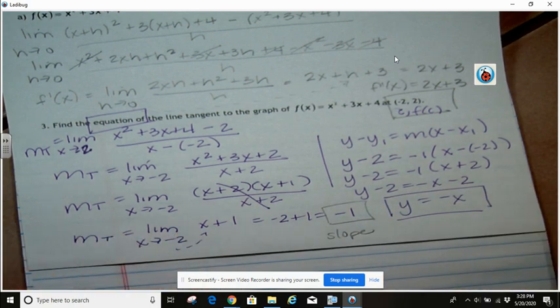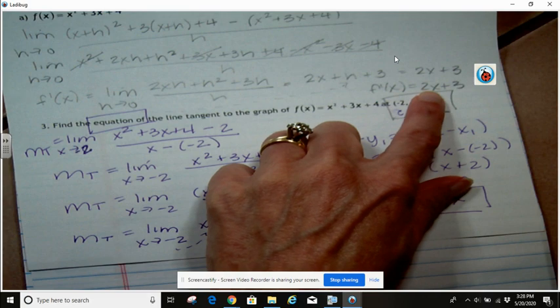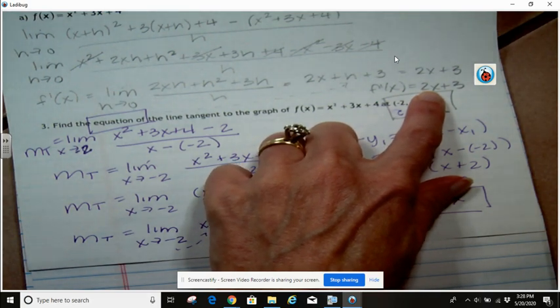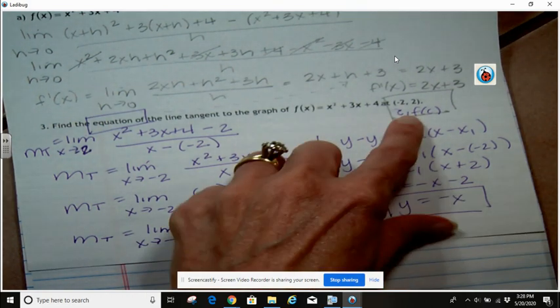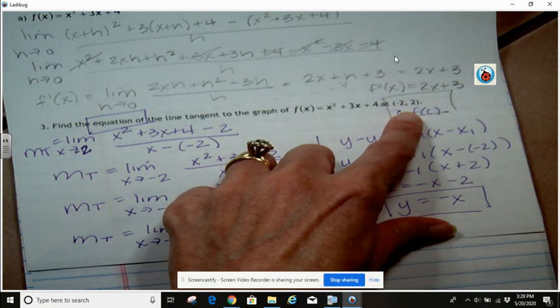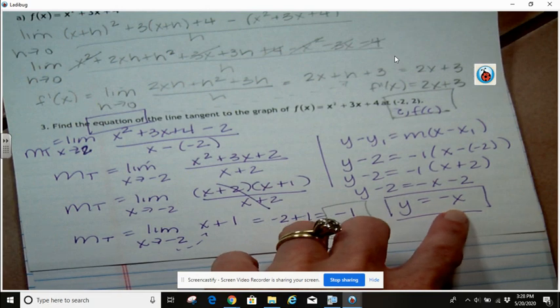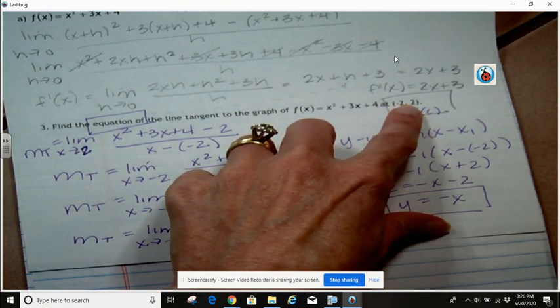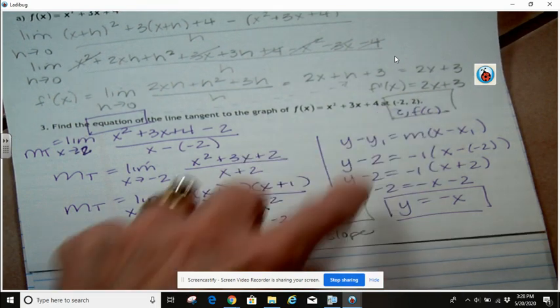So the answer to this question, find the equation of the line tangent to the graph at that specific point. Okay, so this is the derivative for the entire function. This is the tangent line only at the specific point -2, 2. Okay, so this would only be the tangent line at that specific point, whereas we can use this for every point on the curve, okay, to find a particular slope.